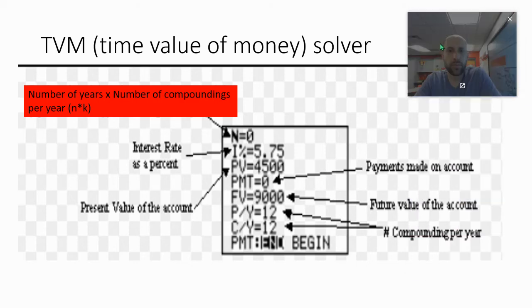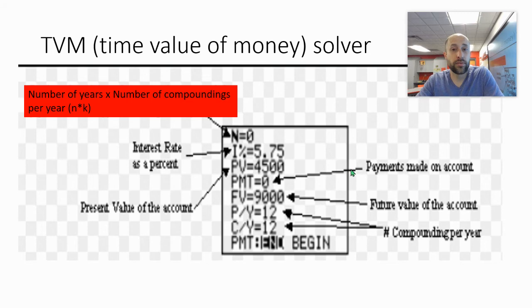And then again, this is just a summary of the TVM solver screen. We've done a little bit of work with this already in that previous video, so some of this should be familiar to you. Most of this should be already. The main thing is just capital N. The connection between this and that formula we used a little bit is that capital N is the n times k part, where little n is the number of years and k is the number of compounds.